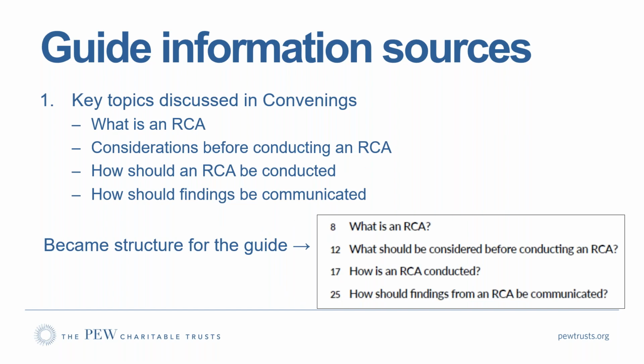And then just a little bit more about the convenings and the research component. So in the convenings, there are some key topics that were identified, and these make up the structure of the guide. And those topics were, what is an RCA? What are some considerations before conducting one? How should a root cause analysis be conducted? And how should those findings be communicated?